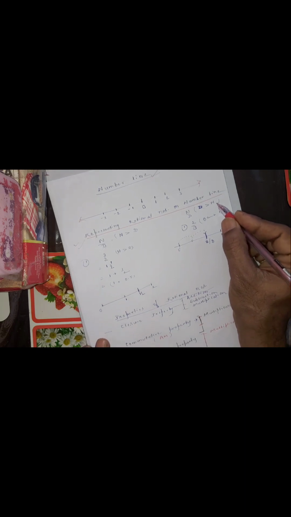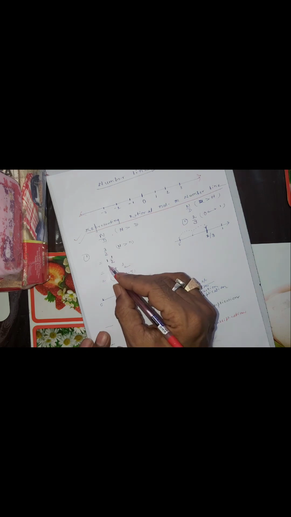So listen, if numerator is greater than denominator, suppose 3 by 2, what you will find? 1 and 1 by 2. So 1 plus 1 by 2, that is 1 plus 0.5. When numerator is greater than denominator, you will get a mixed fraction. So this number, 1 and 1 by 2, lies between 1 and 2.